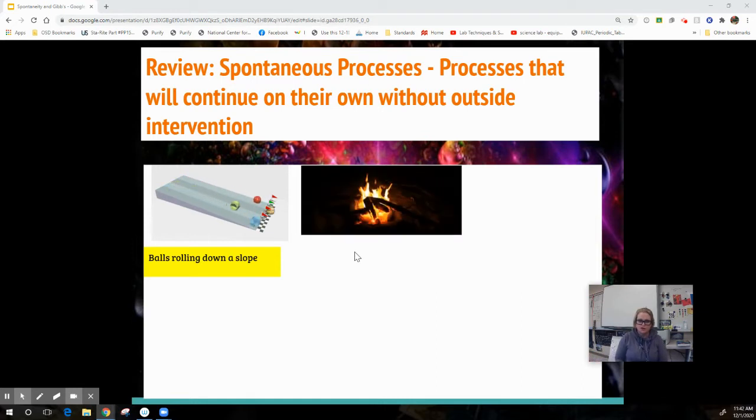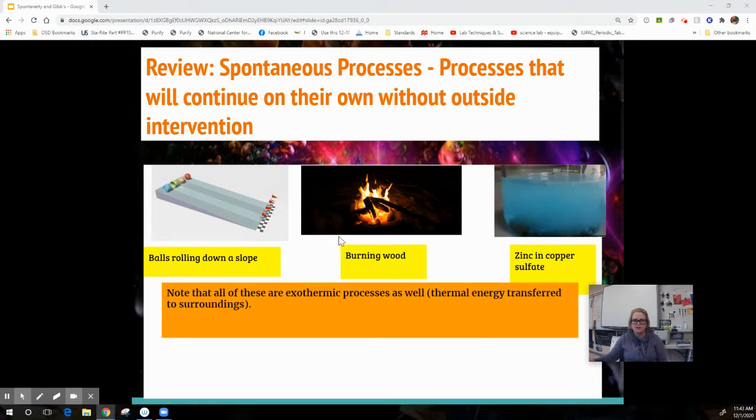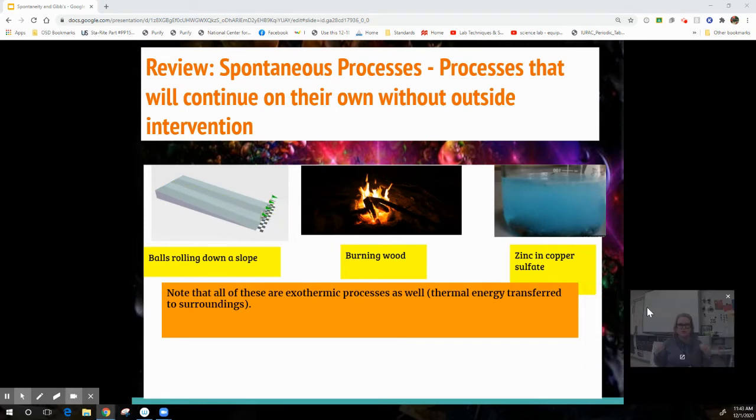If I am burning wood, once I added enough thermal energy to get that wood to catch on fire, the fire will keep on going until it's out of fuel all by itself. Therefore, burning wood is a spontaneous process. And then when we did our enthalpy lab, where I added the zinc to the copper sulfate, as soon as I added that zinc to the copper sulfate, the reaction ran on its own without outside intervention, thereby being a spontaneous process.